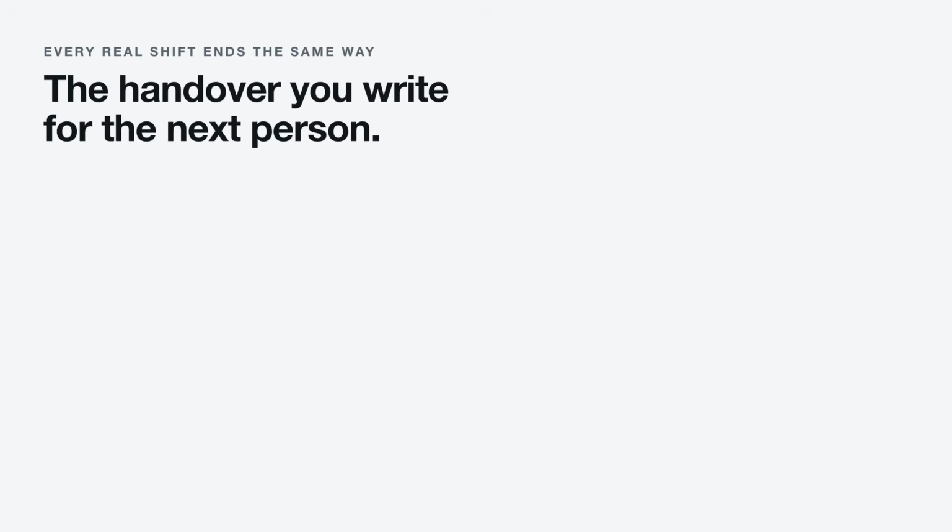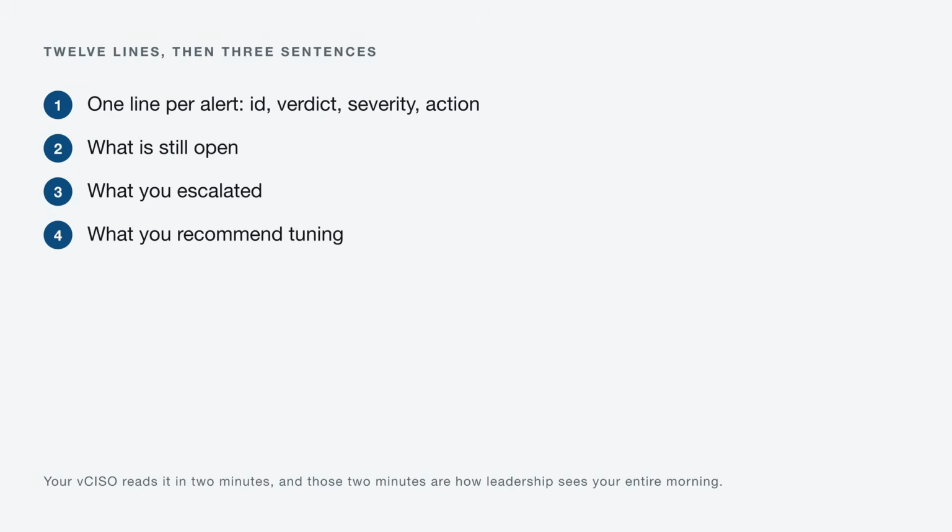Okay, one more deliverable before the worksheet moment, because every real shift ends the same way, with the handover you write for the next person. 12 lines, 1 per alert: id, verdict, severity, action, then 3 sentences. What's still open, what you escalated, what you recommend tuning, that's the whole thing. Your VC, so me, reads it in 2 minutes. And those 2 minutes are how leadership sees your entire morning. So make the 12 lines earn it.